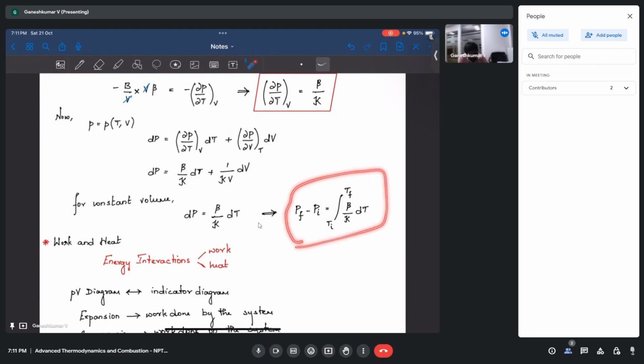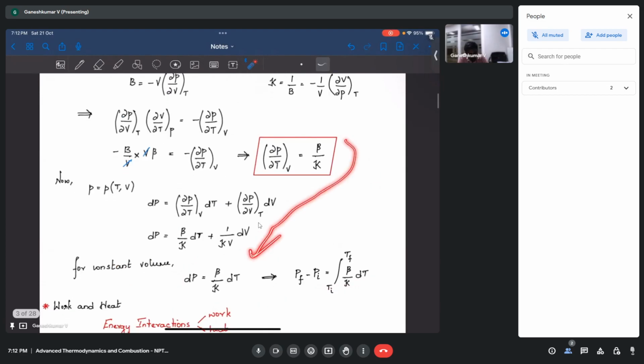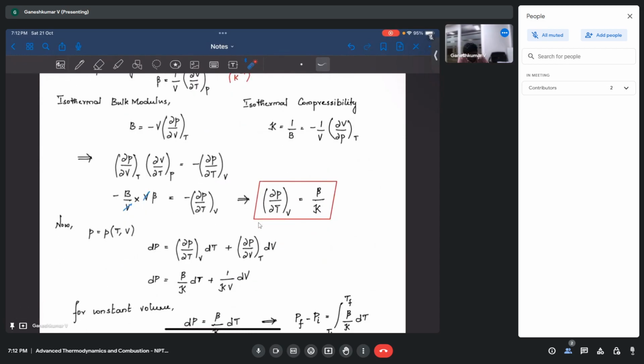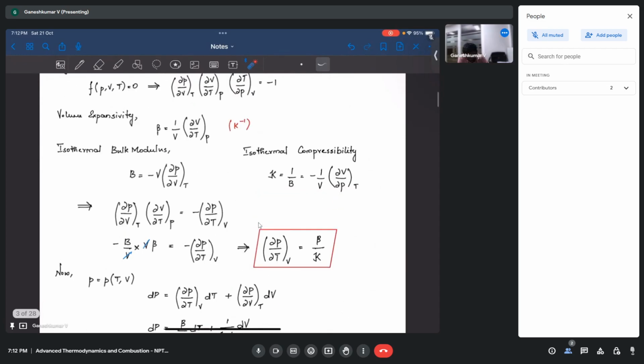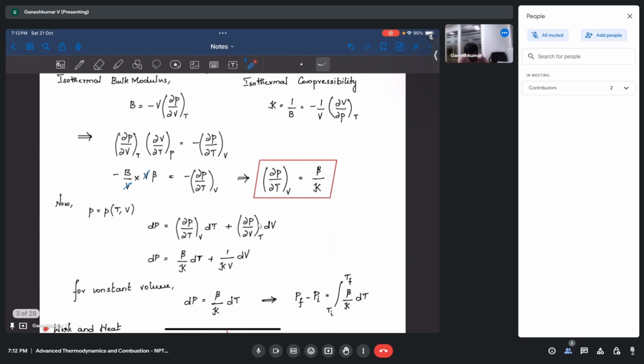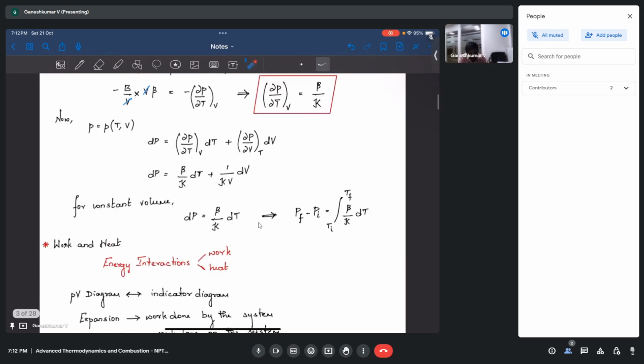Let's say for a constant volume, if the temperature changes, how does the pressure change? If I want to know that, then just by rearranging these equations you will be able to get that it depends on the volume expansivity and the isothermal compressibility, right? So beta by k. This is for a constant volume. Similar kinds of things you can derive.